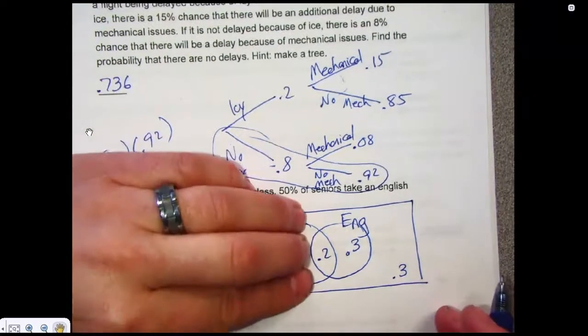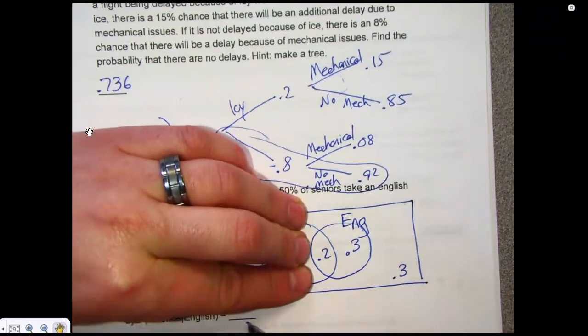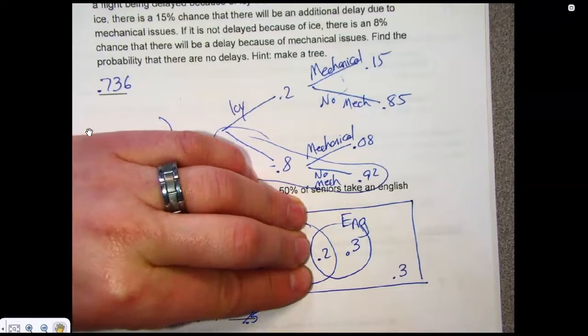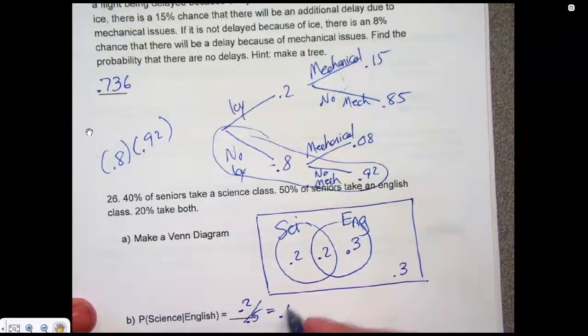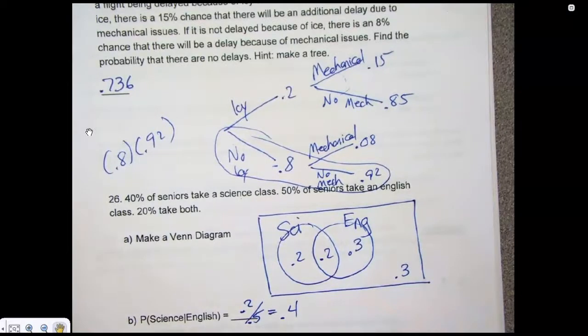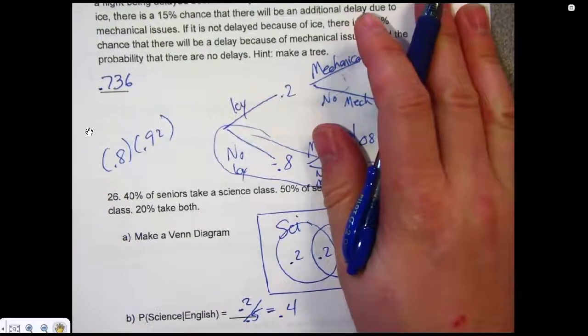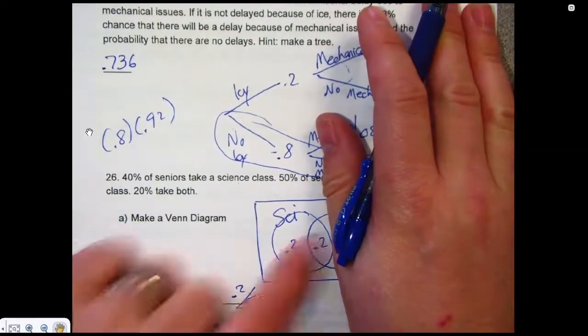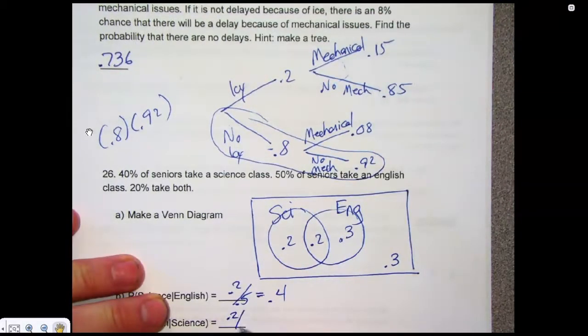So the probability of science given English. So if we're in the English circle, how big is the English circle? It's 0.5. And then what part of that circle is also in the science circle is 0.2. So that comes out to 0.4. English given science is just the opposite. So if I know we're in the science circle, so now we've narrowed it down to 0.4. What's the probability we're also in the English circle is just this 0.2. So it's 0.2 out of 0.4, which is 0.5.